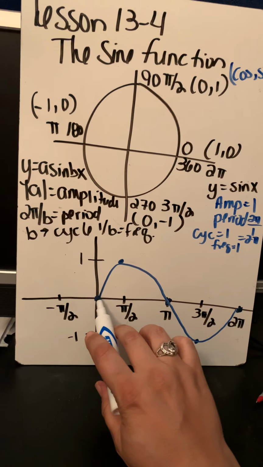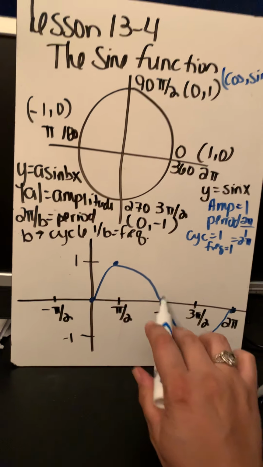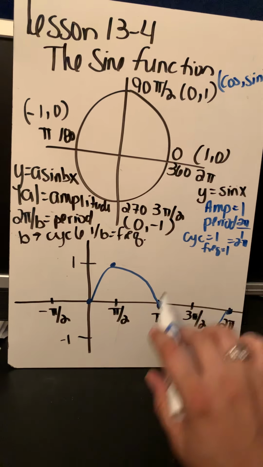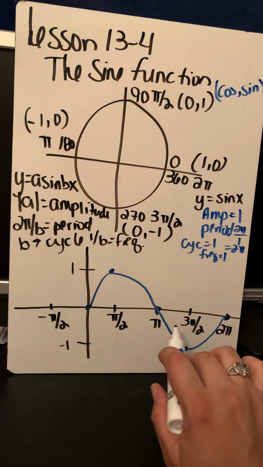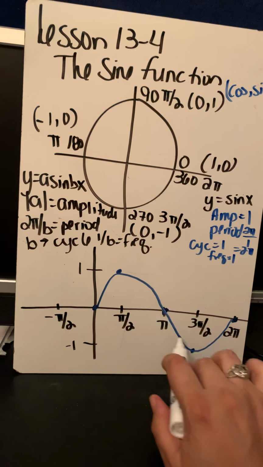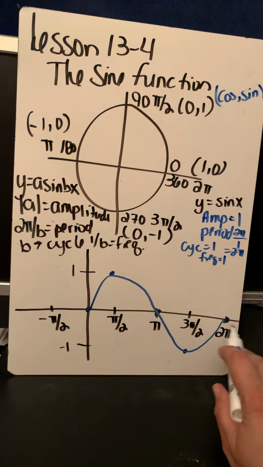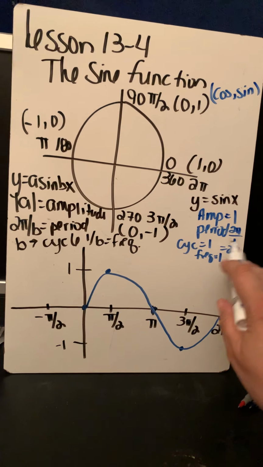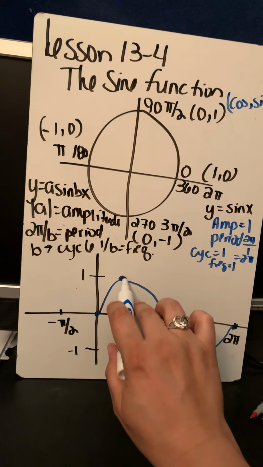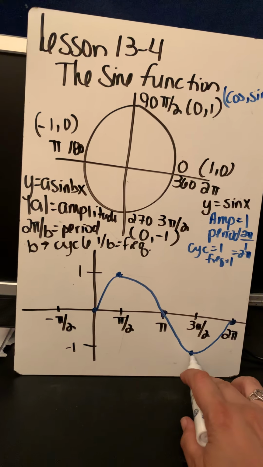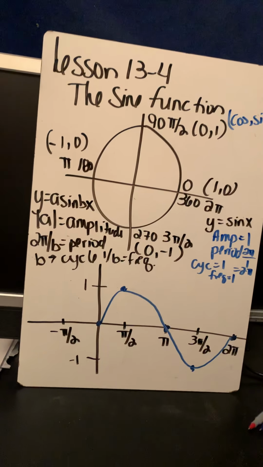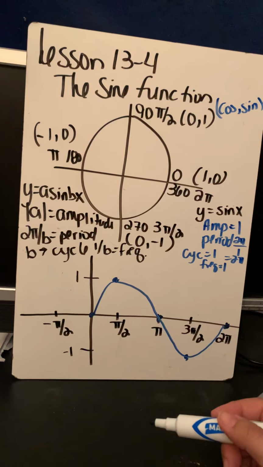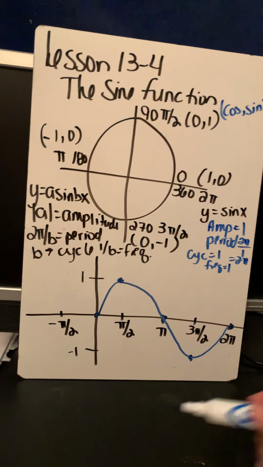So from the start, how many cycles do we have? 1. How many times does a cycle occur? 1. One complete period is at 2 pi. Amplitude is 1. Okay, so that's how you do the basic sine graph. There's your basic sine graph.